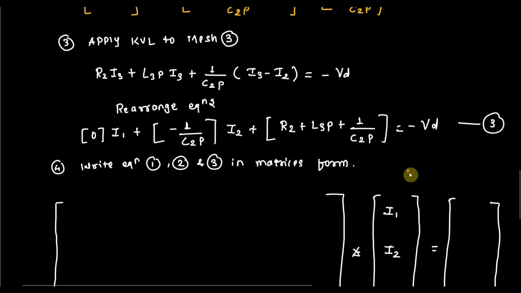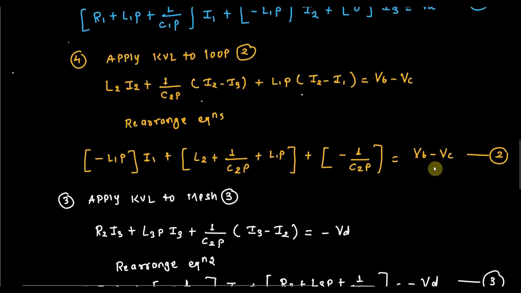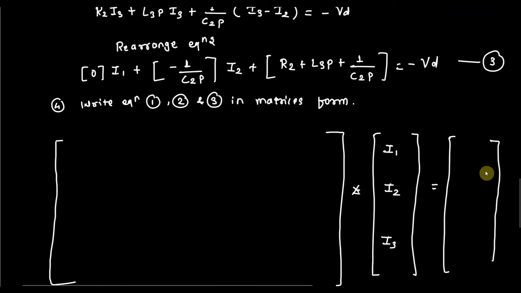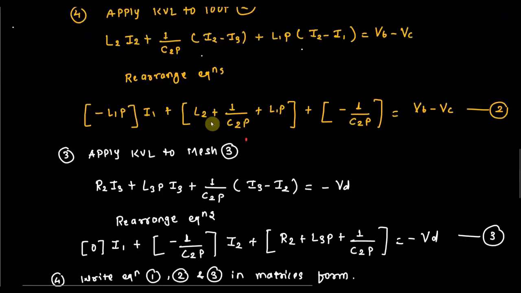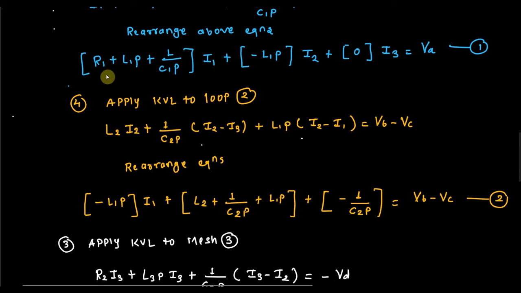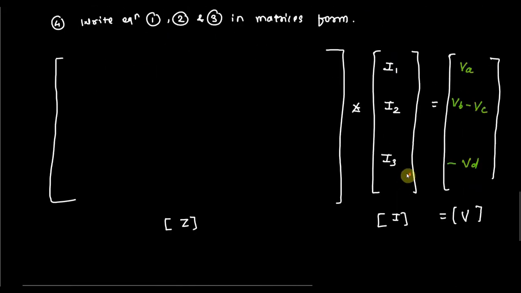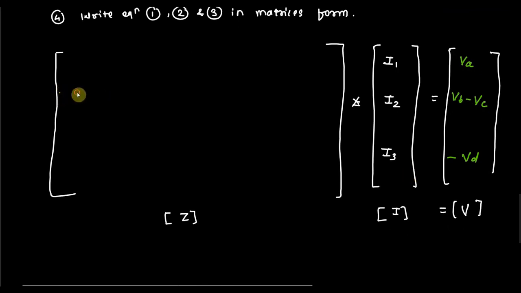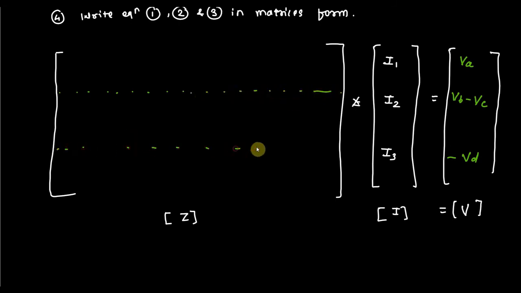Fine. Now you can see in equations 1, 2 and 3 the voltages are VA, VB minus VC, and VD. So you can write here VA, VB minus VC, and this is minus VD. So we have written all this in a matrix. Now simply write this. So what is the first element? R1, L1. So write equation 1 in matrix form. Definitely this is a 3 by 3 matrix, so there are 3 elements in each row and each column. That's why it is 3 by 3.